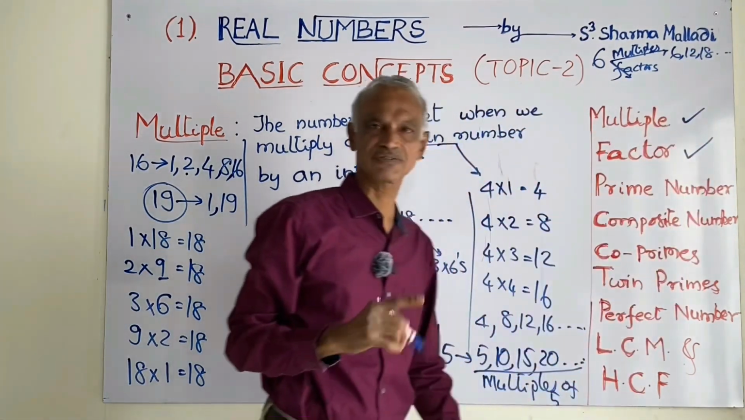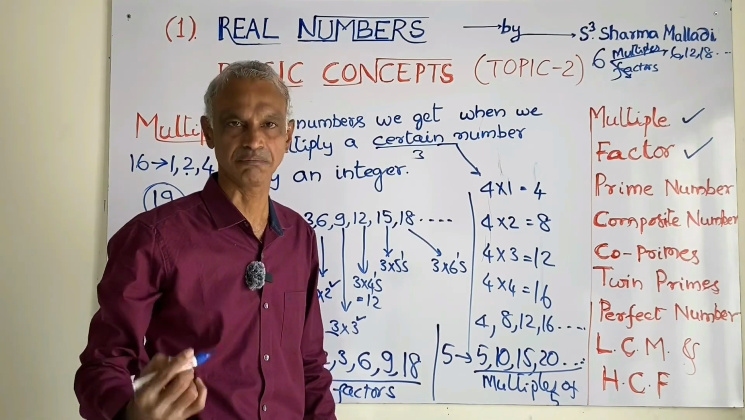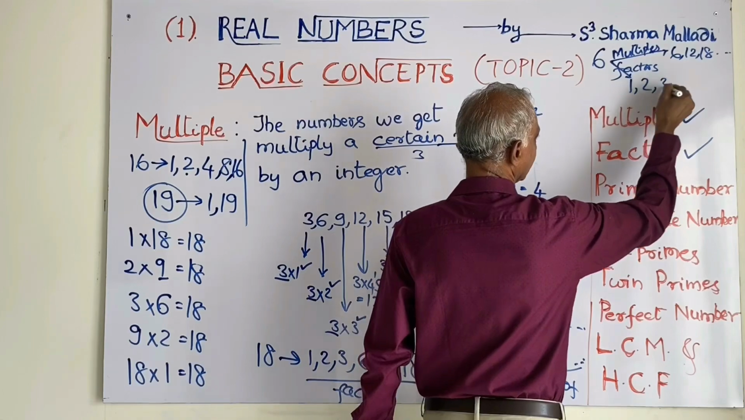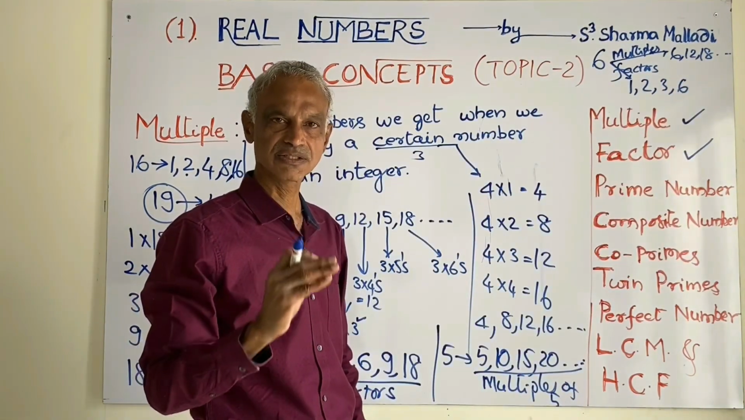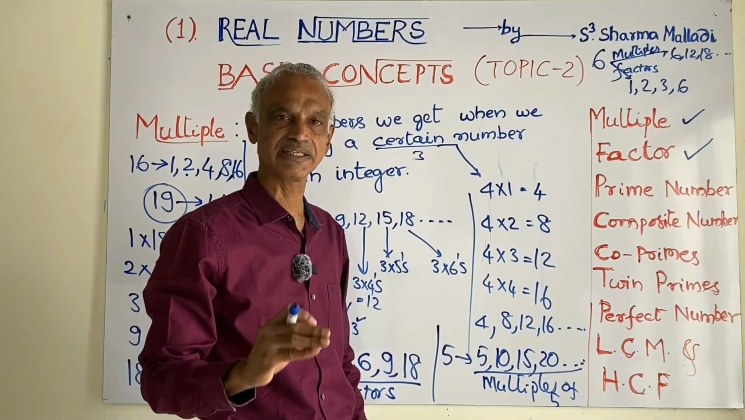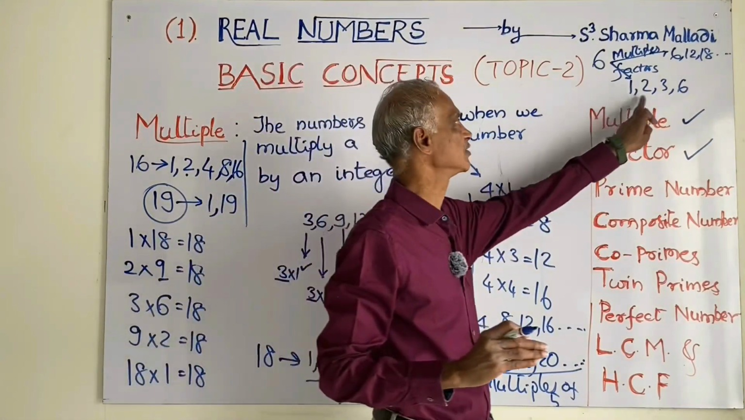What are the factors of 6? 6 should be completely divisible by a number. What are the numbers? 1, 2, 3, 6. 6 is completely divisible by 1. 6 is completely divisible by 2. 6 is completely divisible by 3. 6 is completely divisible by 6. These are the factors of 6.